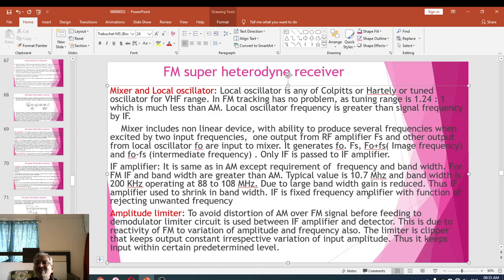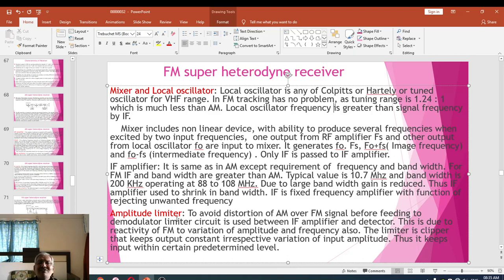IF is a fixed frequency amplifier with the function of rejecting unwanted frequency and accepting only the wanted intermediate signal frequency for the purpose of amplification to produce the required amount of gain.